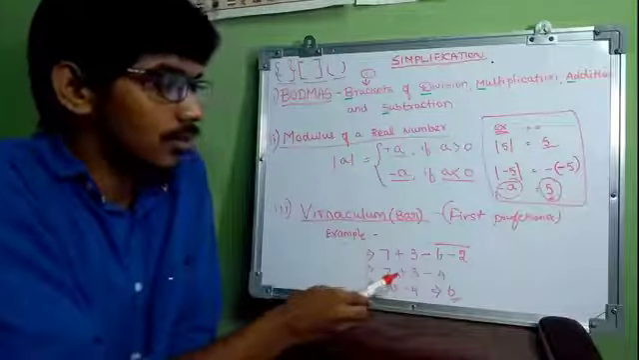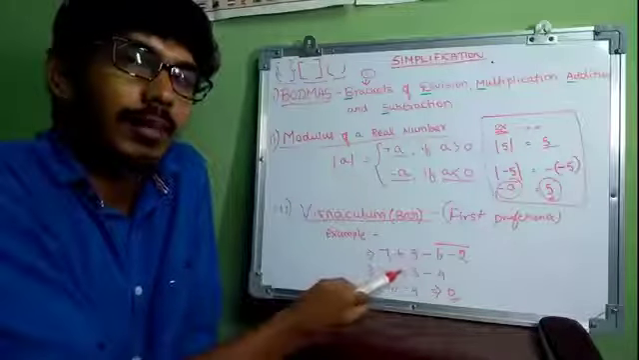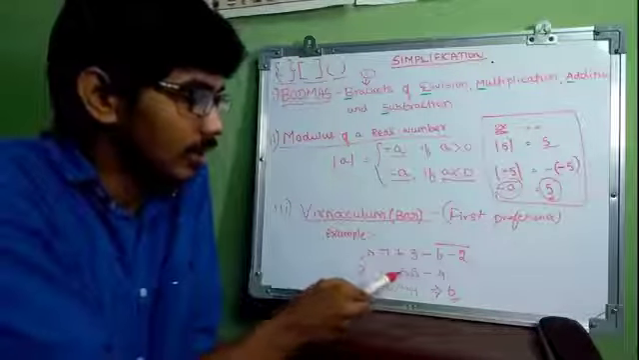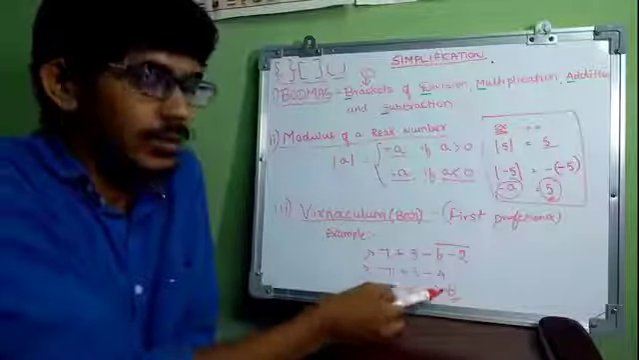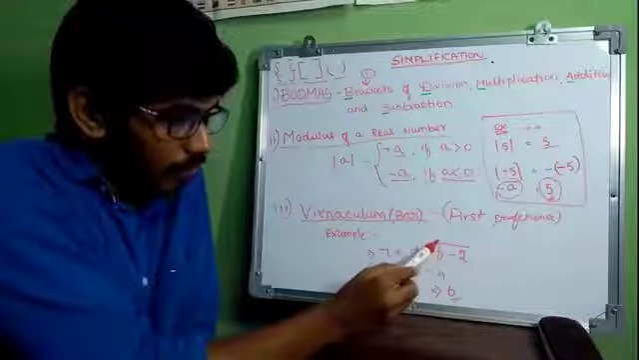Then you can solve according to the BODMAS rule. First you have to solve the addition. 7 plus 3 equal to 10. And then the next one is 10 minus 4 equal to 6. Okay, you should solve this alone.